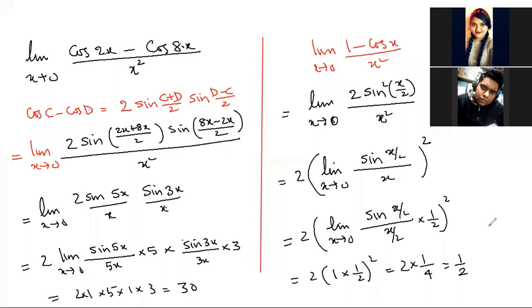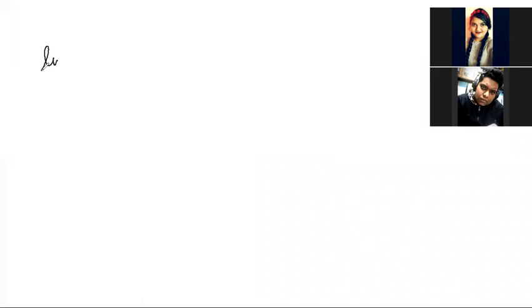Okay, now let's try one more. Limit x tending to 0, 2 sine x minus sine 2x upon x cube. Now we've started with the trigonometric game. Any doubt? Can anybody tell me what method should be applied? Any suggestion?